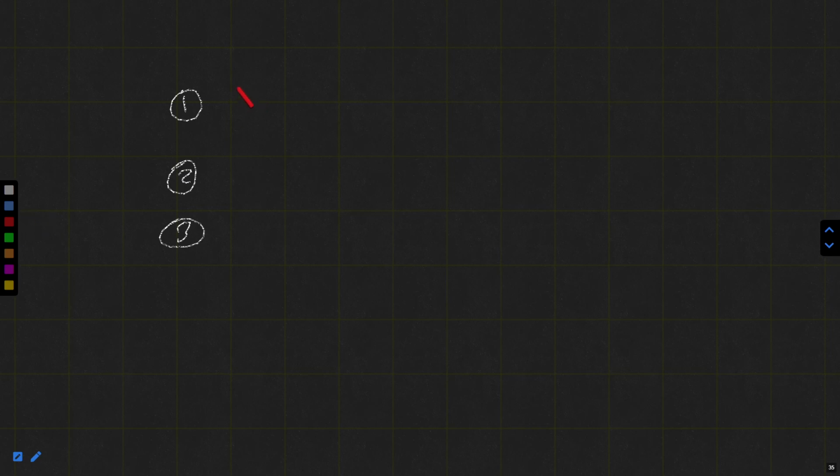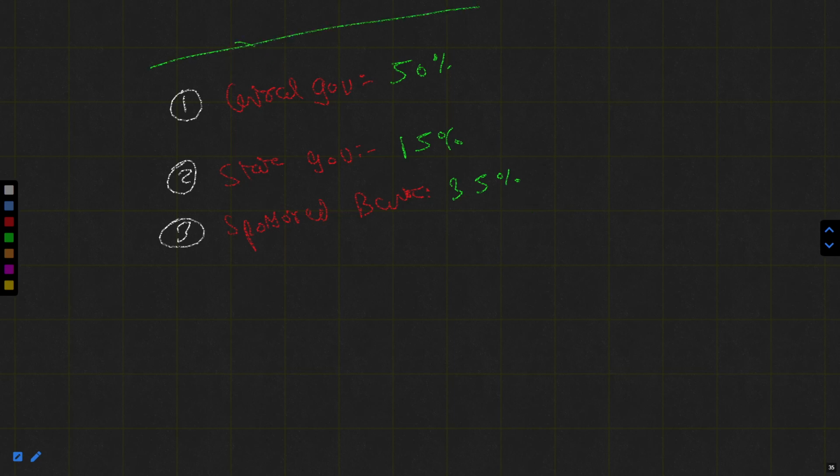Okay, for the central government, for the state government, for the sponsor bank: central government holding 50%, state government holding 15%, sponsor bank holding 35%. Now examine the stakeholding ratio.